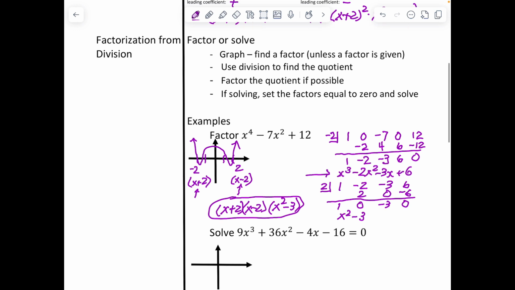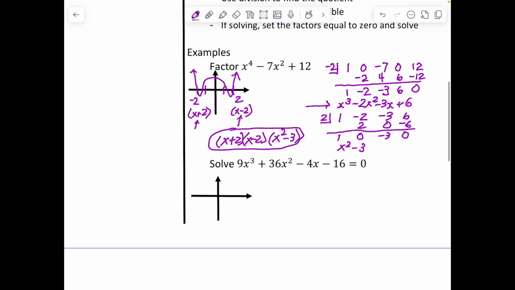Now let's do the last one here. We're going to solve this equation. What we're going to do is first of all factor it and then set all the factors equal to 0. Remember the one we just did, we just factored it, so we didn't set them equal to 0 because there was no equation to start with. This one has it equal to 0, so we're going to go ahead and solve it.